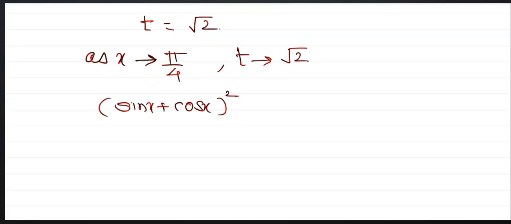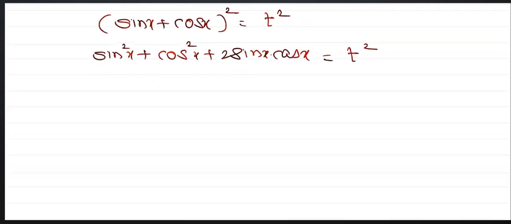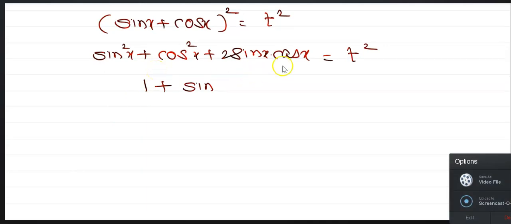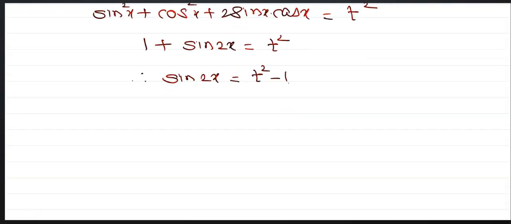This is the substitution. Now (sin x plus cos x) whole square is equal to t square. If you expand this, you will get sin square x plus cos square x plus 2 sin x into cos x equal to t square. Sin square x plus cos square x is 1, and 2 sin x cos x is sin of 2x. Therefore, sin of 2x is equal to t square minus 1.